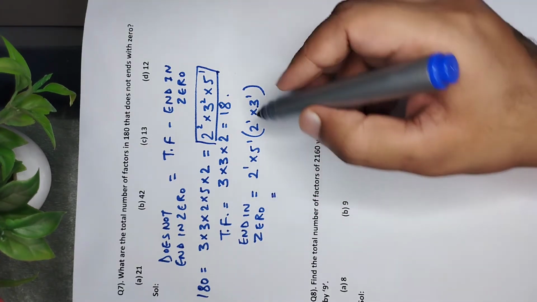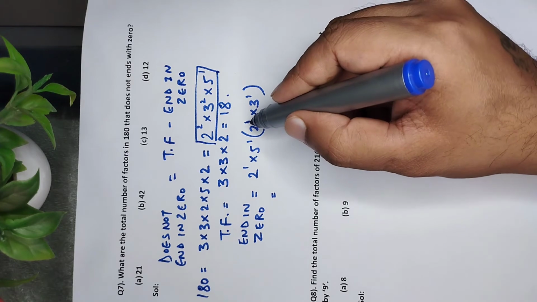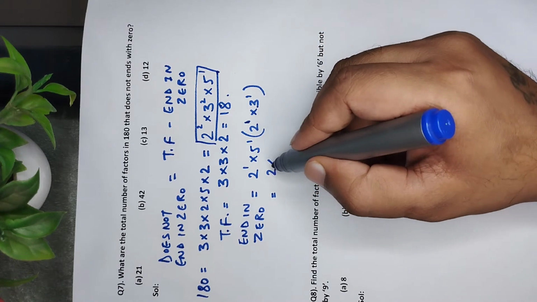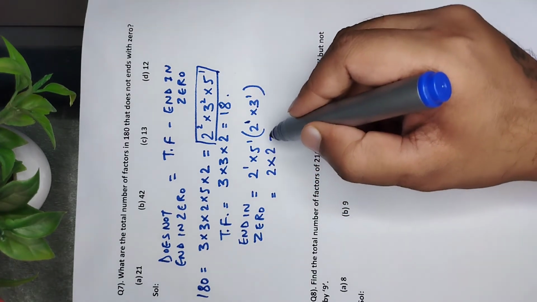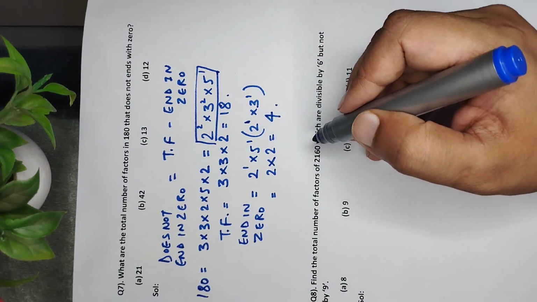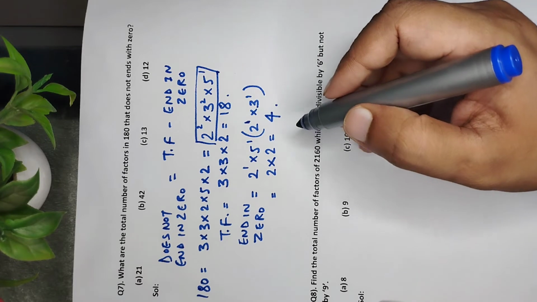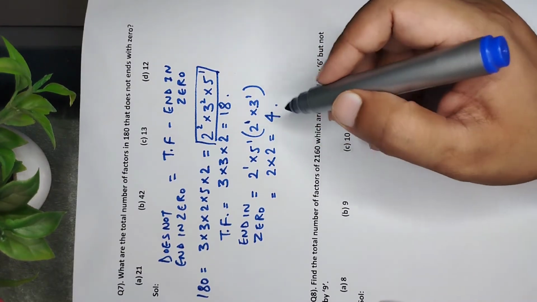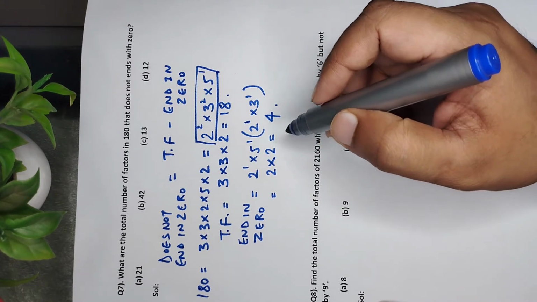And then again following the same process, whatever powers we get, add 1 to them. This is 1 plus 1 is 2, then 1 plus 1 is 2, and I can say I have 4 factors that end in 0. I can simply say that we have 4 factors that end in 0.